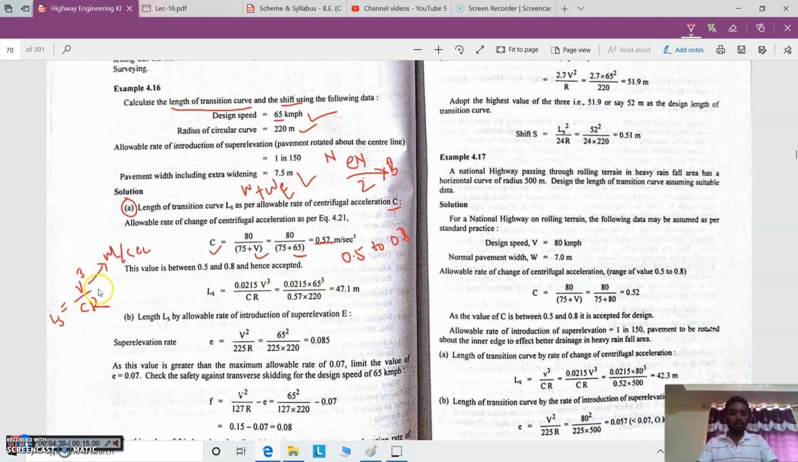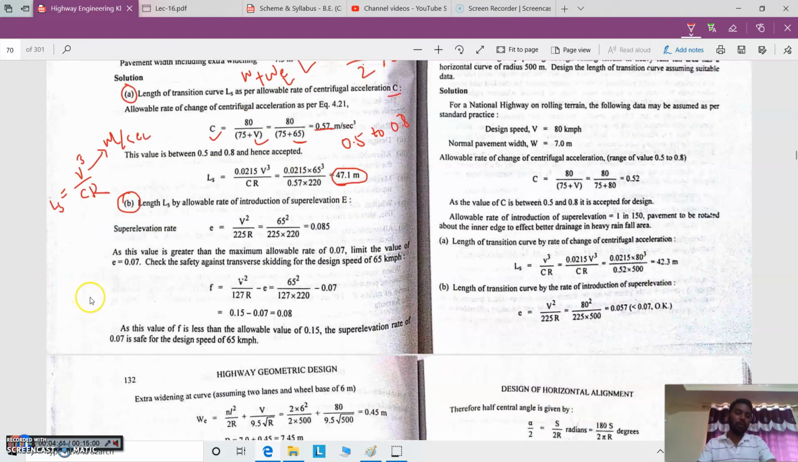And 65 by 3.6 will give some value which has to be substituted here, and C is 0.57 and R is given as 220 meters. So the final answer will be 47.1 meter. And based on the introduction of super elevation, we have the formula Ls equal to En divided by 2 into B. So I will write W plus We here.